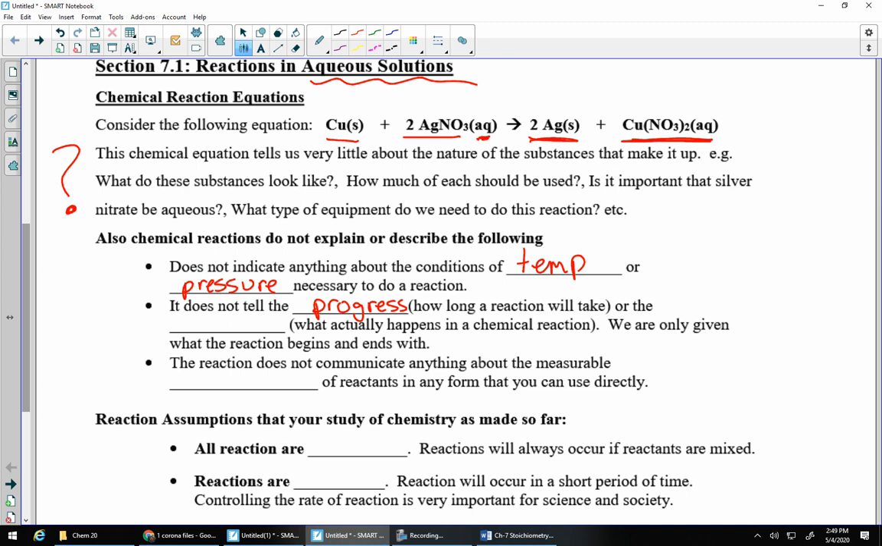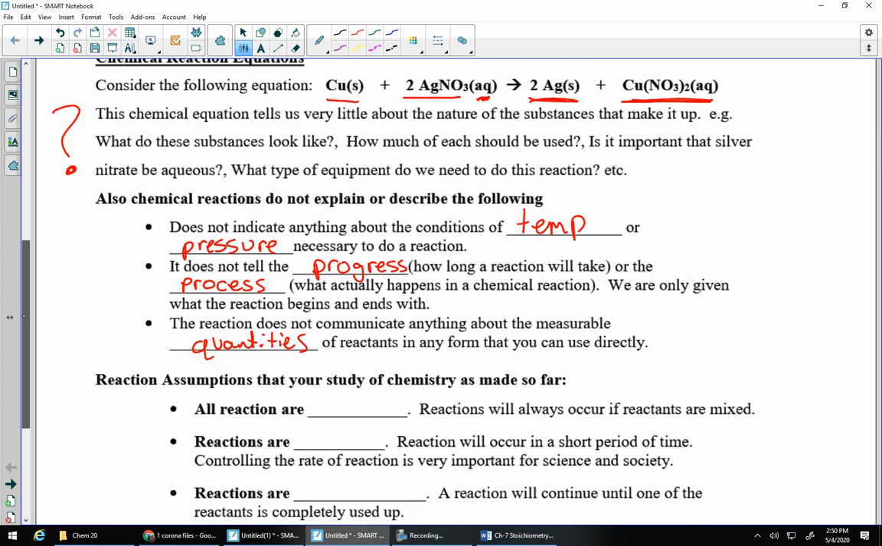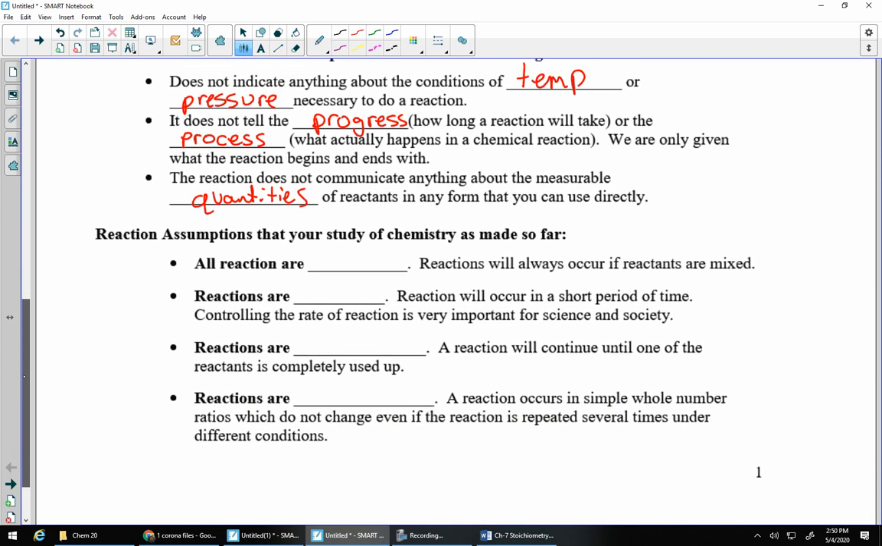It also doesn't tell us much about the process of the chemical reaction. So what is actually happening in the chemical reactions? What kind of things are switching? Are we expecting to see a lot of heat being given off? All of those pieces. How do we know when the reaction is beginning? How do we know when it's ending? So our chemical equation doesn't tell us much about that. And then it also doesn't tell us anything about the measurable quantities of reactants in any form that you can use directly. So it doesn't tell us much information there. So what we're looking at is, how can we answer some of these questions, some of these unknowns? How can we look at those and help us out?